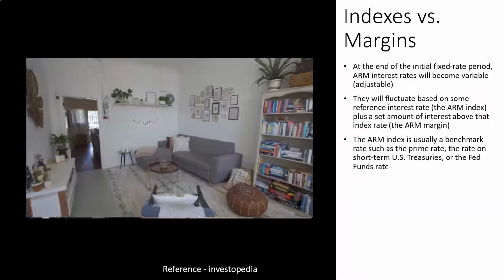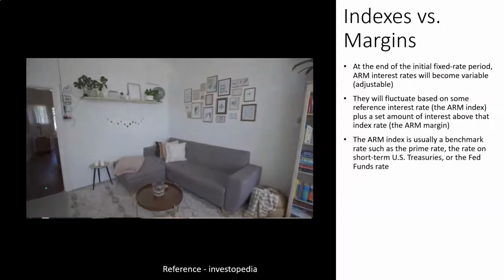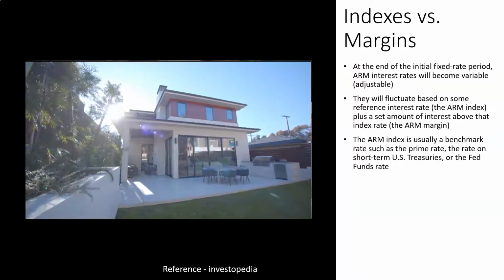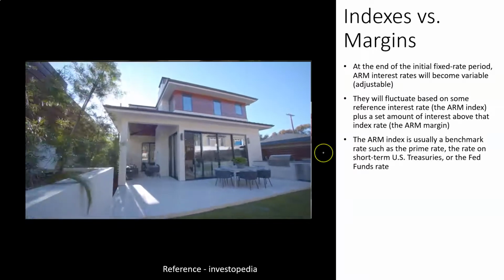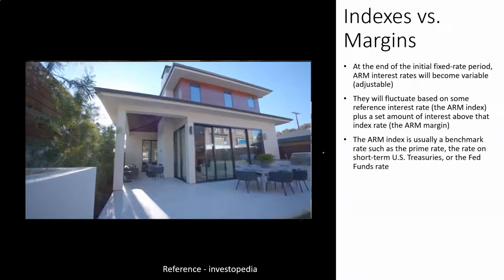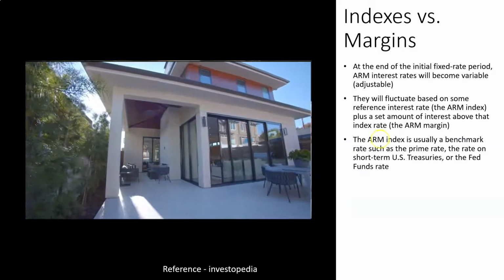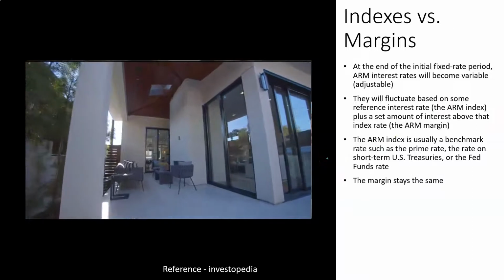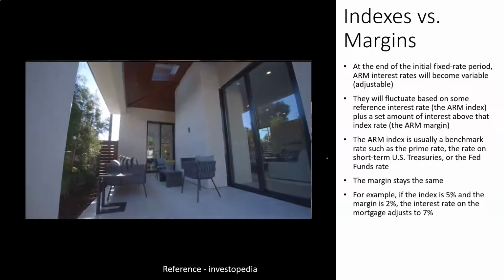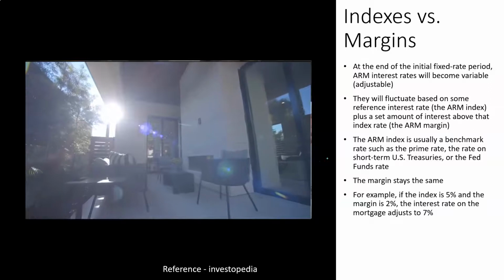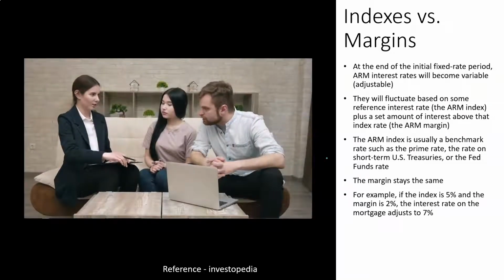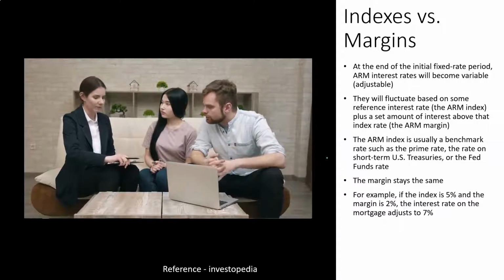The ARM index is usually a benchmark rate such as the prime rate, the rate on short-term U.S. Treasuries, or the Fed funds rate. So these are common starting point or base rates on which the margin, the increase over the rate, would then be applied. The margin stays the same. For example, if the index is 5% and the margin is 2%, the interest rate on the mortgage adjusts to 7%. That's the general idea.